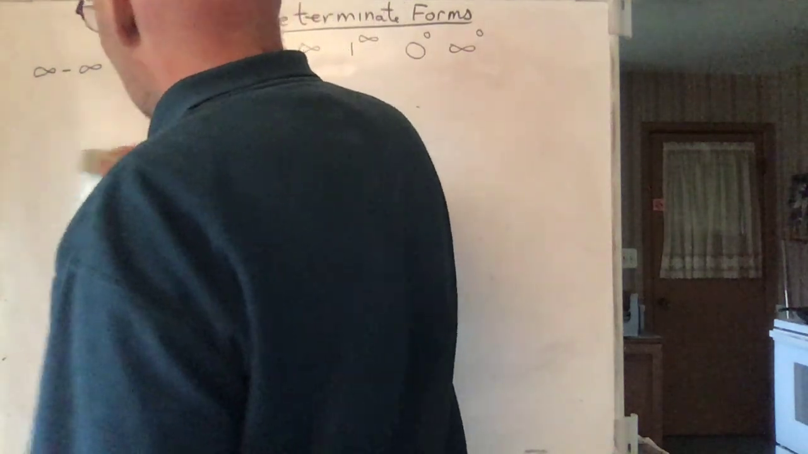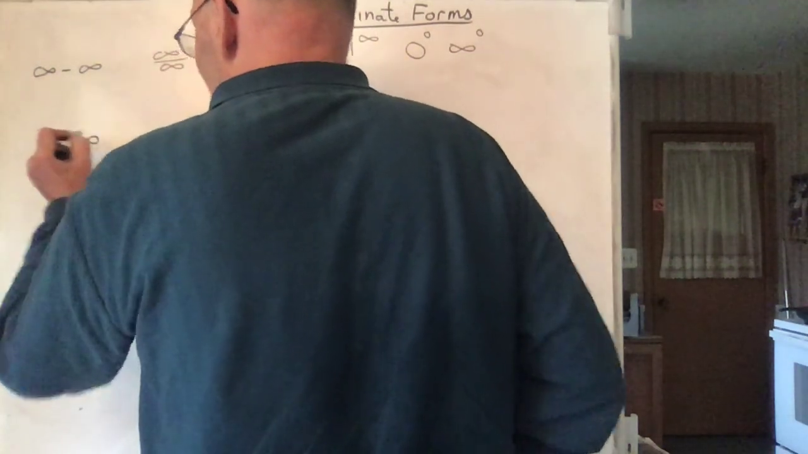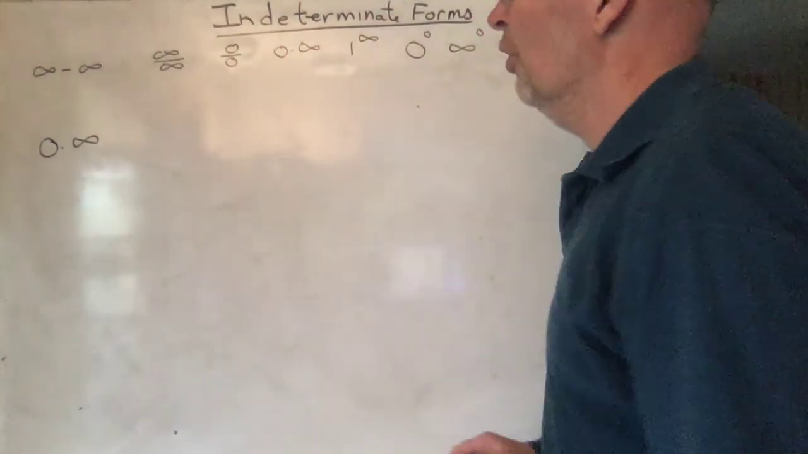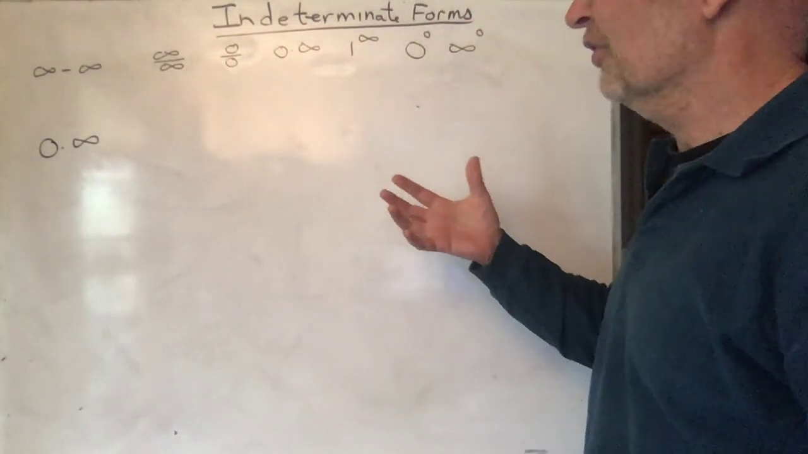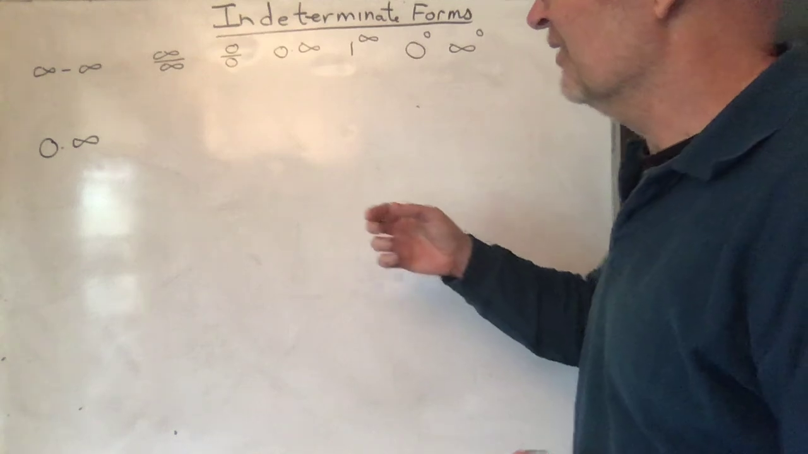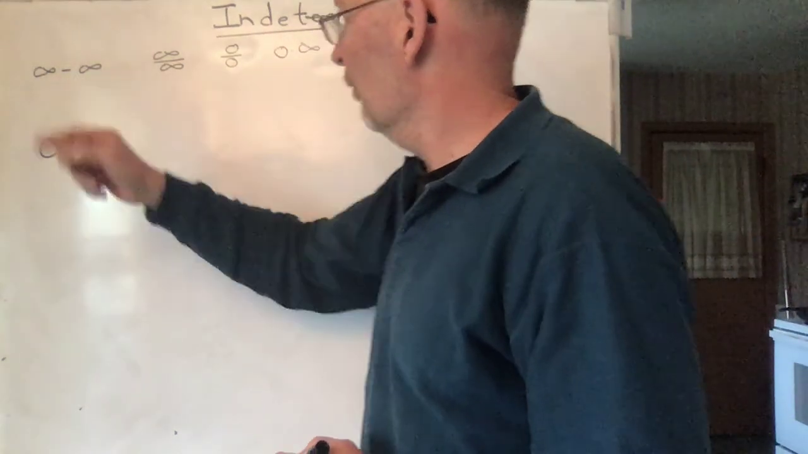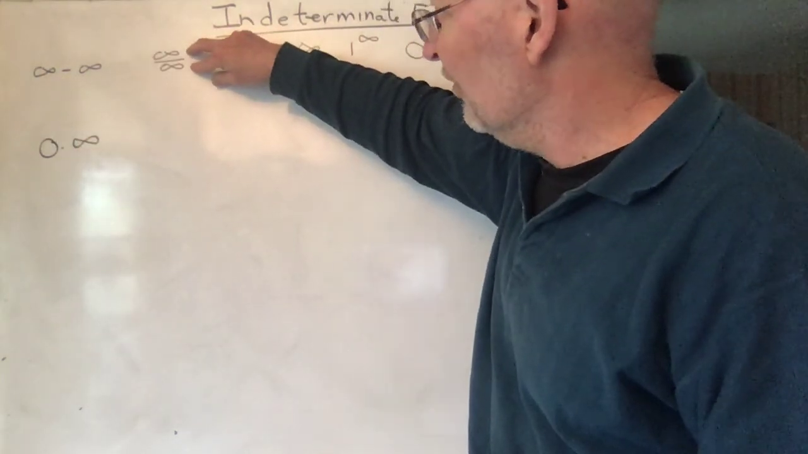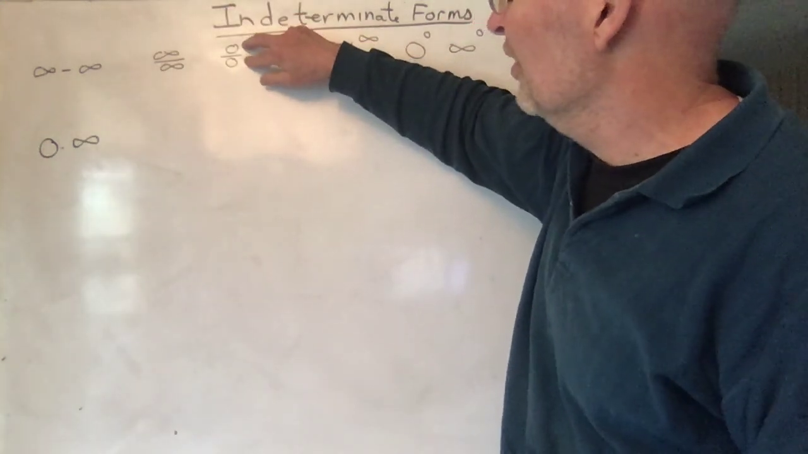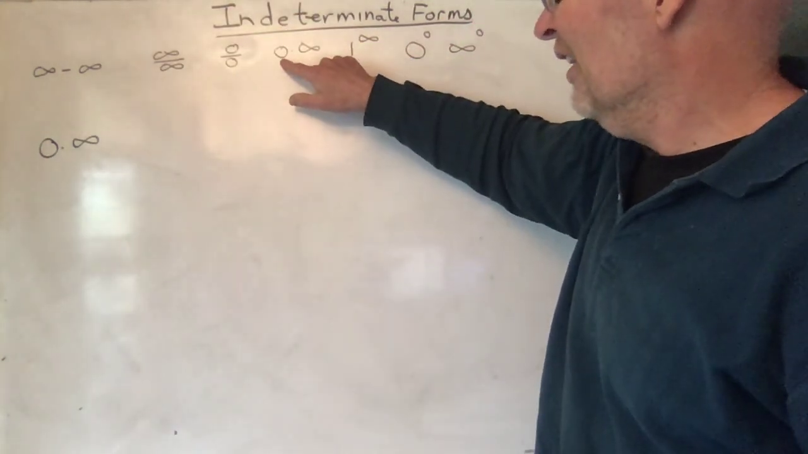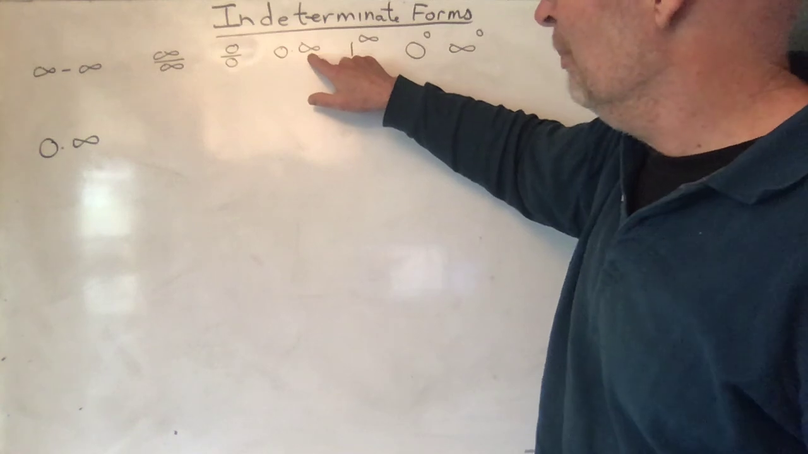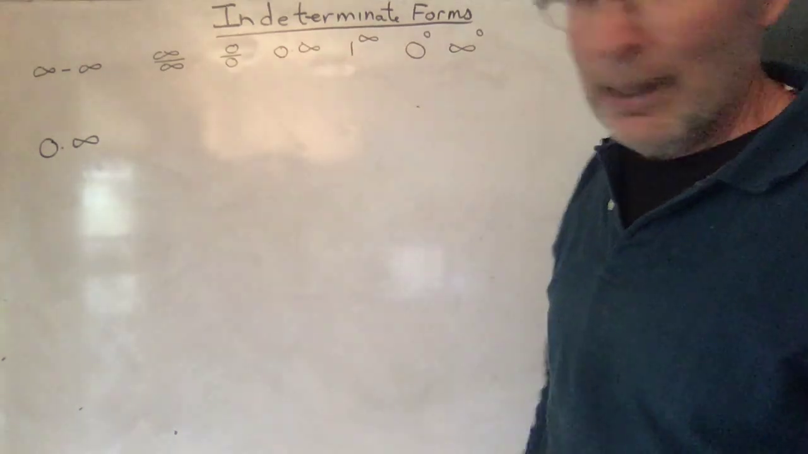How about 0 times infinity? And again, you should realize that the reason why these are indeterminate forms is because there's tension. These things are fighting each other. Which one of these things is growing faster? Which one of these is going to 0 faster? Is this thing getting small faster, or is this getting big faster? Which one's going to dominate?